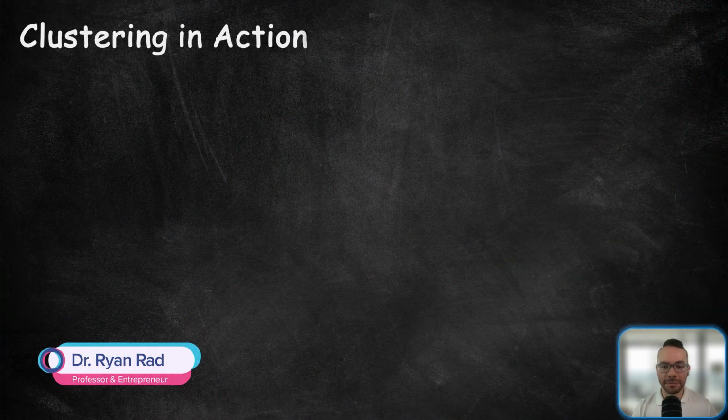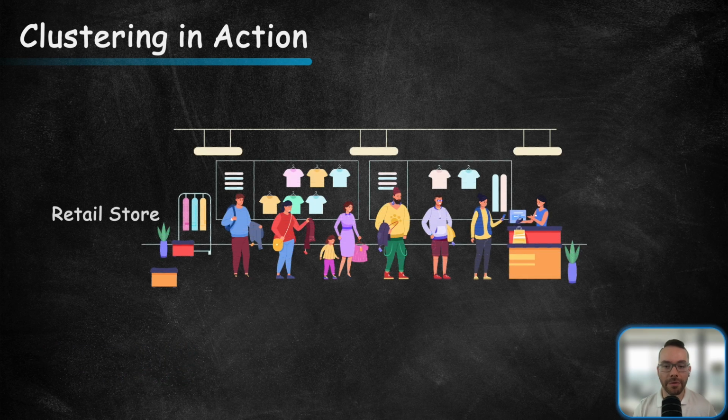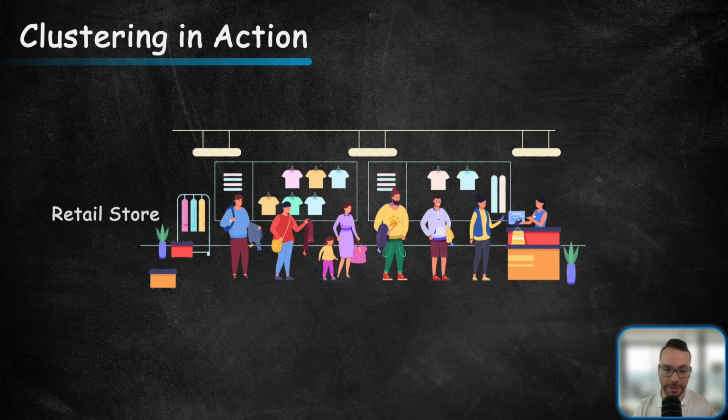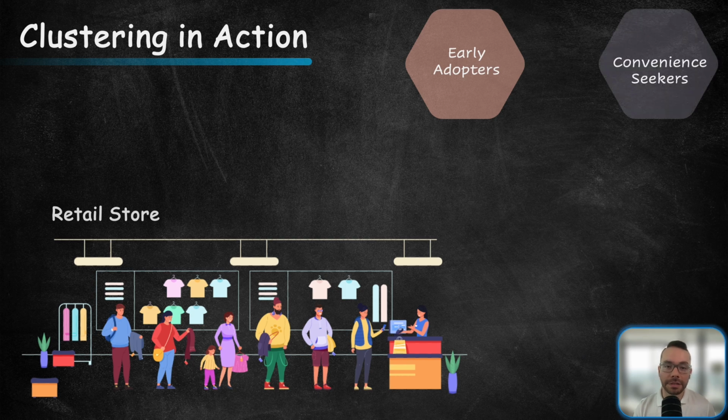To understand the concept of clustering, let's imagine a retail store. In such a store, we have customers with varying shopping behaviors and preferences. We might have early adopters. These are customers who are always looking to explore the latest products. We might have convenience seekers. These are customers who prioritize a quick and easy shopping experience.